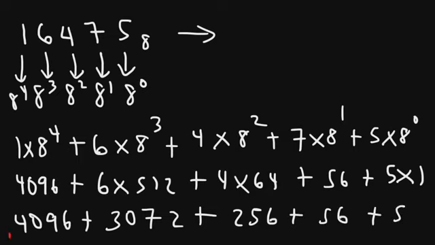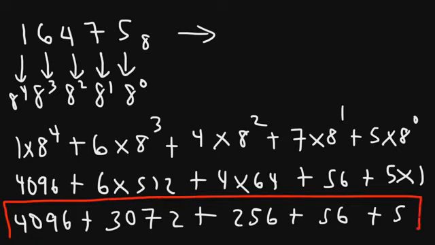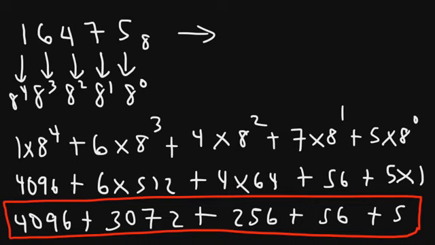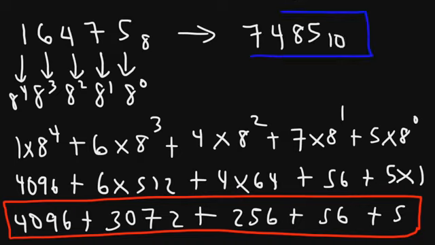So let's go ahead and add up these 5 numbers. And so the sum comes out to 7,485 in the base 10 system. So this is the final answer.